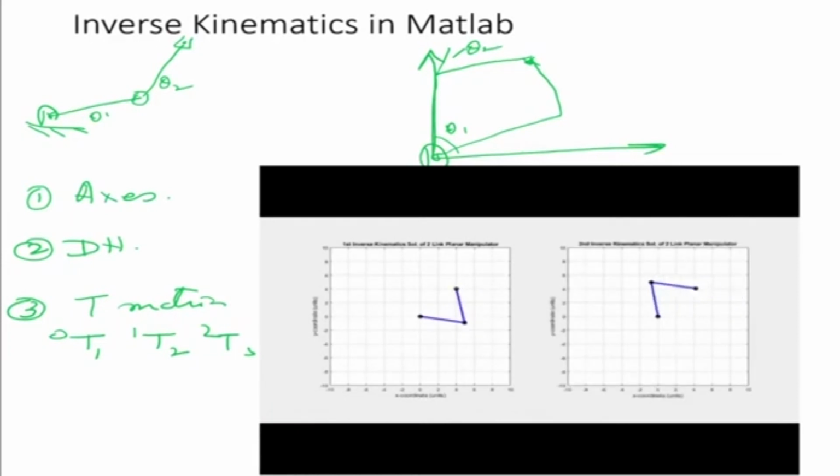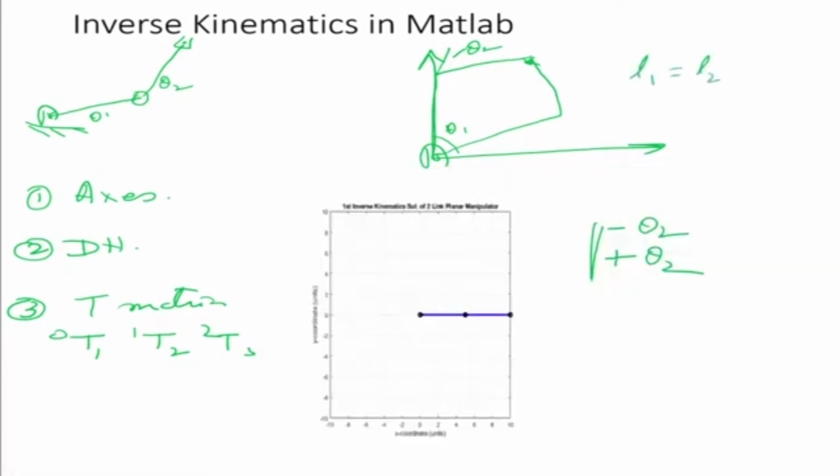So in this simulation, L1 is equal to L2 is equal to 5 units. I wanted to go to some position, let me say 4, 4, just for example. I want the end effector to go to that point in space. So it is computing theta 1 and theta 2, which will take it to that position. Now there are two solutions. This is one solution and there is another solution.